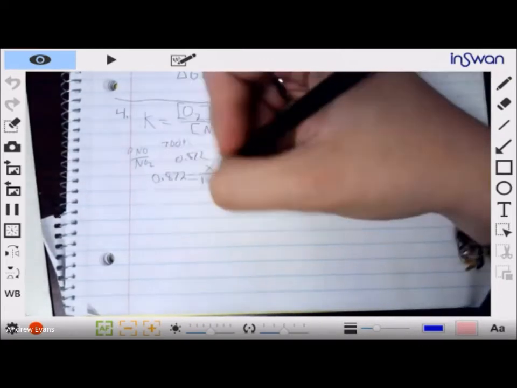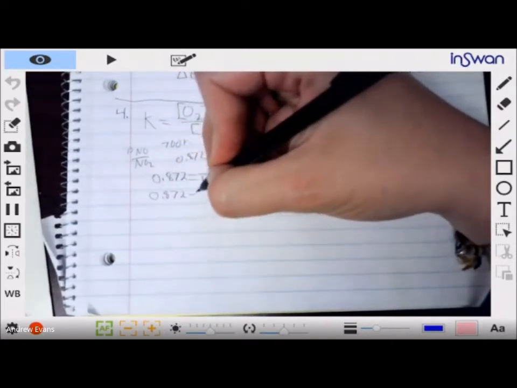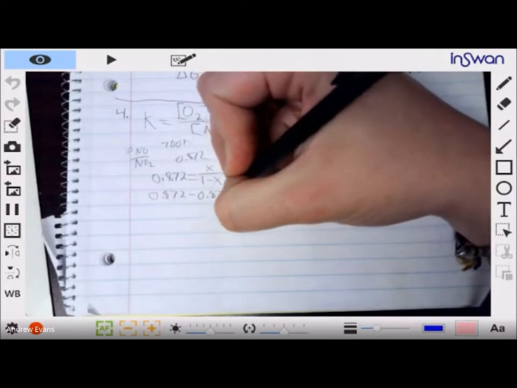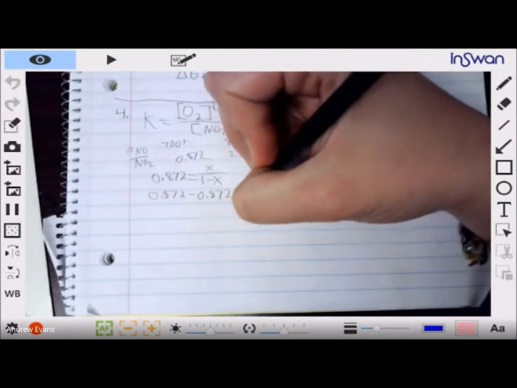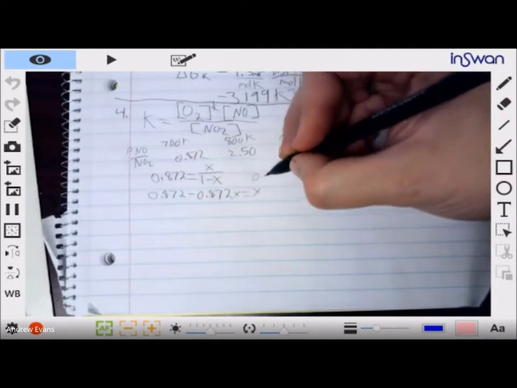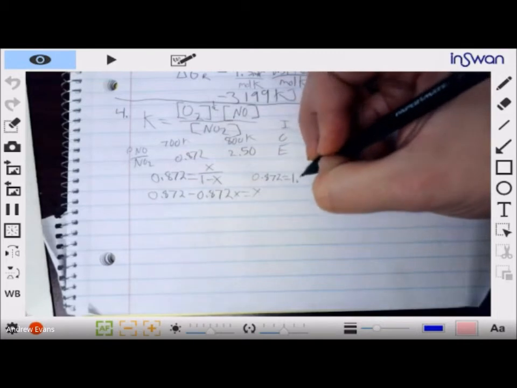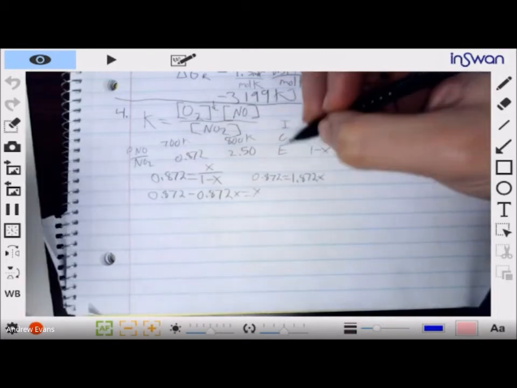So we cross multiply to get 0.872 minus 0.872x equals x. So when we add them to one side, you get 0.872 equals 1.872x, giving us our x value.